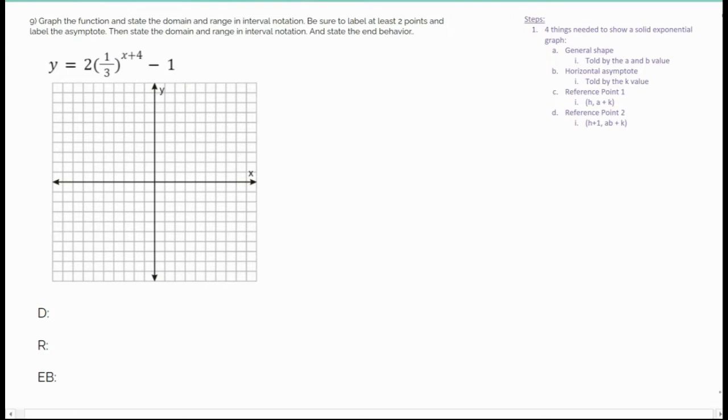Because the a value is greater than 0, and the b value is less than 1, that tells us it's exponential decay, which means our general shape is going to look kind of like this here. Next, I'm going to go ahead and do the horizontal asymptote, which in this case is determined by the k value, so -1. So our line is not going to cross here.